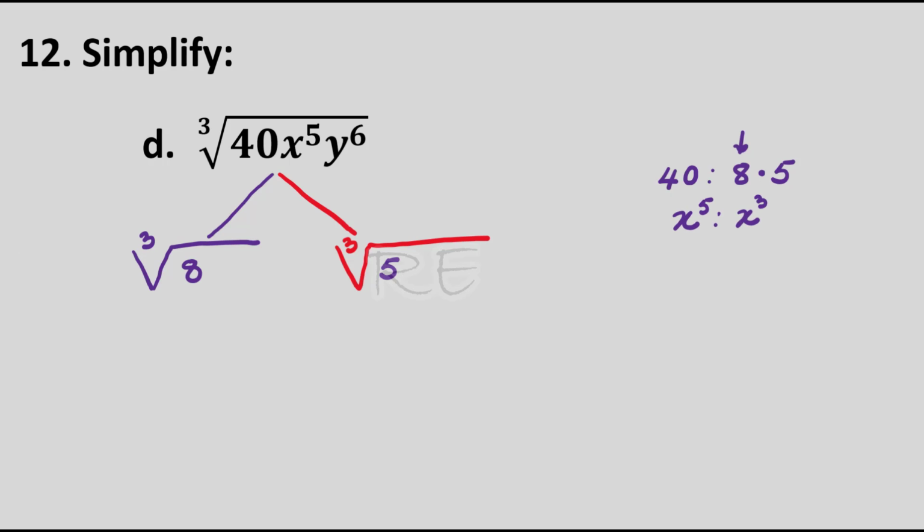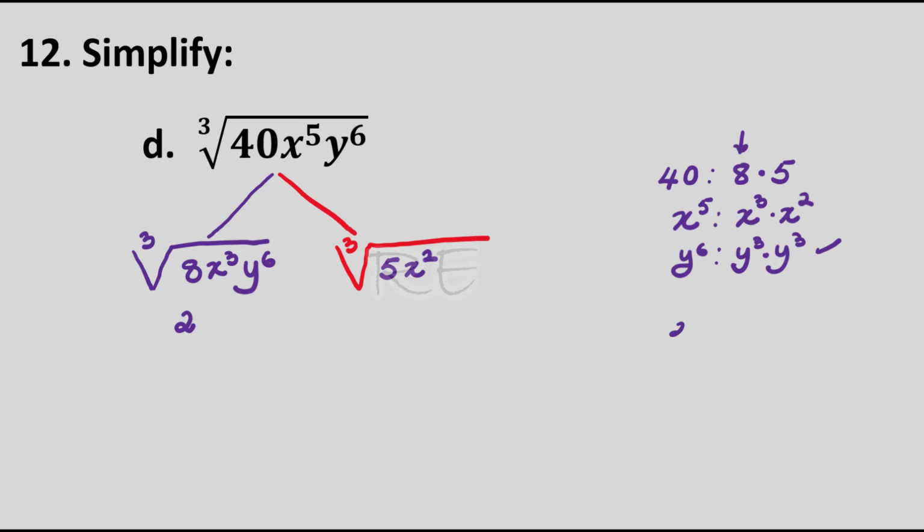X to the 5th is x to the 3rd times x to the 2nd. And x to the 3rd is the perfect cube. We'll have x to the 3rd times x to the second, cube root of x to the third times cube root of x to the second. Y to the 6th is a perfect cube. Y to the 6th is y to the third times y to the third. So it's basically y to the second.